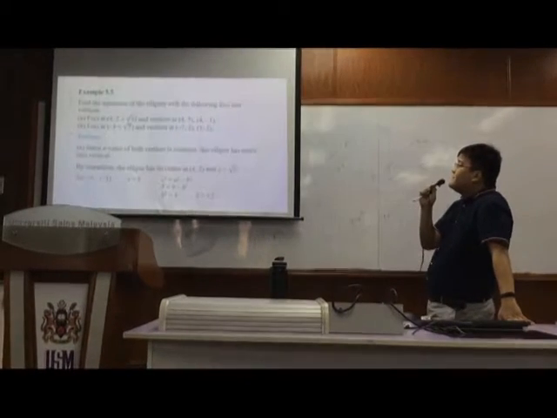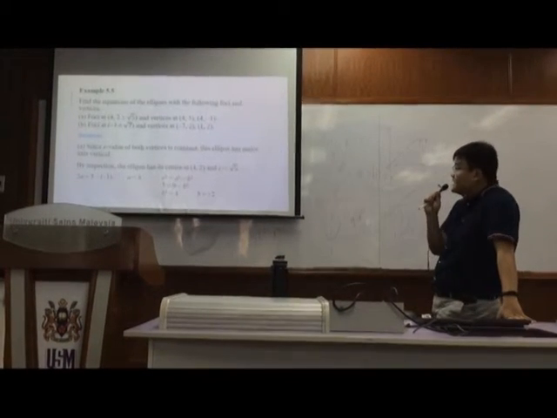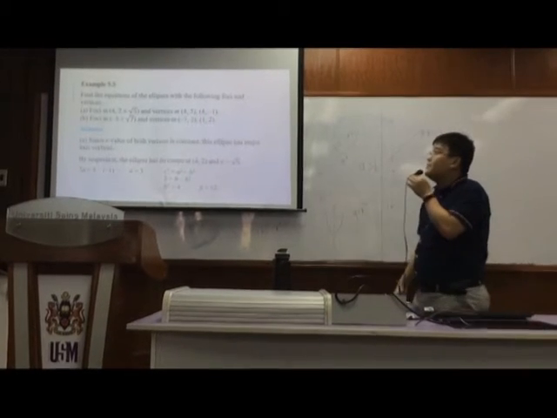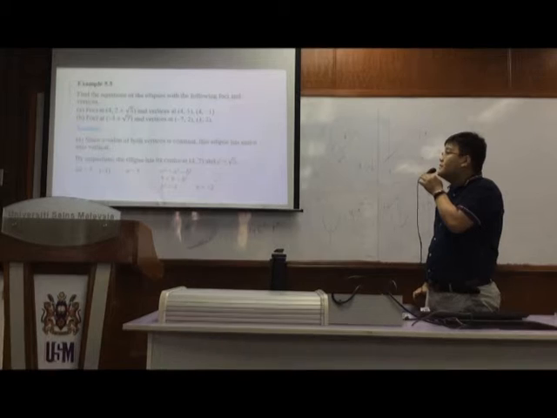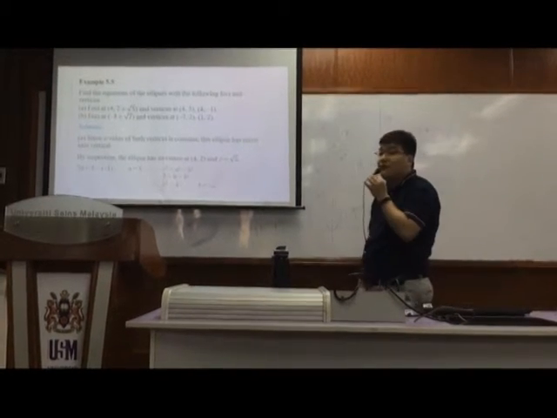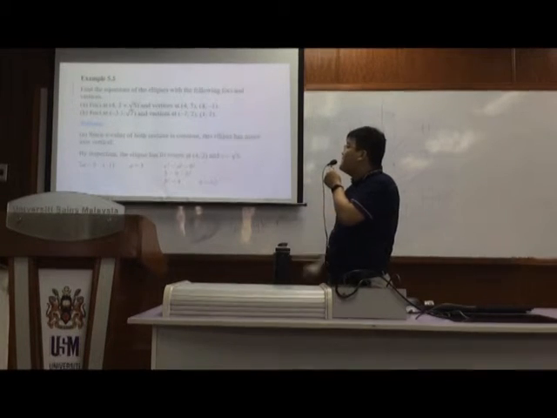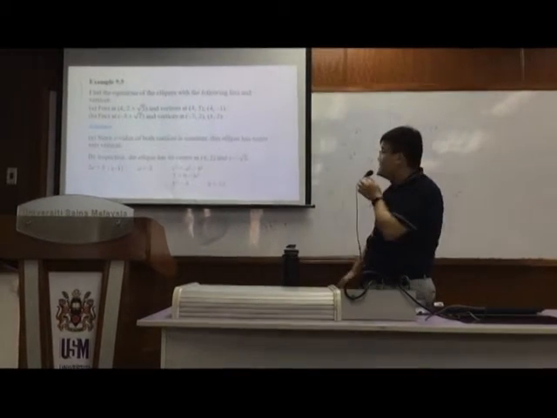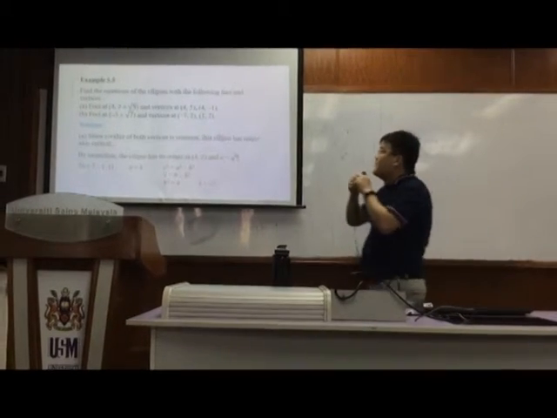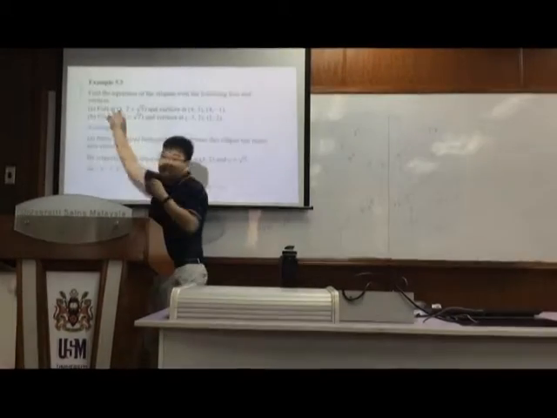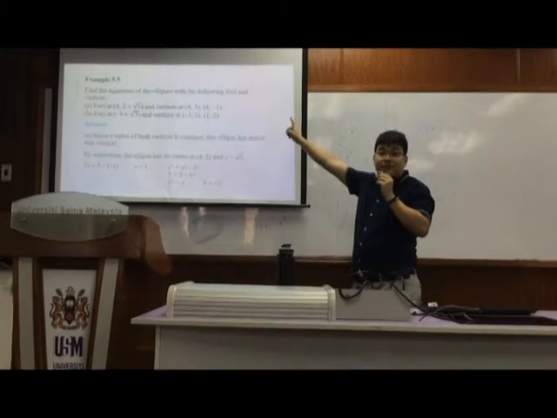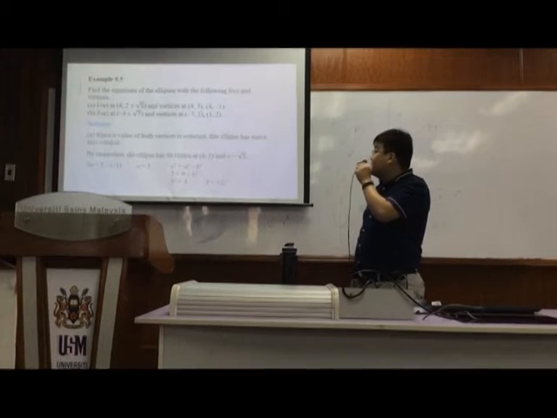Okay? So now we review some examples. Find the equation of the ellipse with the following foci and vertices. Foci at (4, 2 plus minus square root 5), and vertices at (4, 5), (4, negative 1). Since the x value for both vertices is constant, this ellipse has a vertical major axis. You see here, these three have x value constant, right? 4 only.